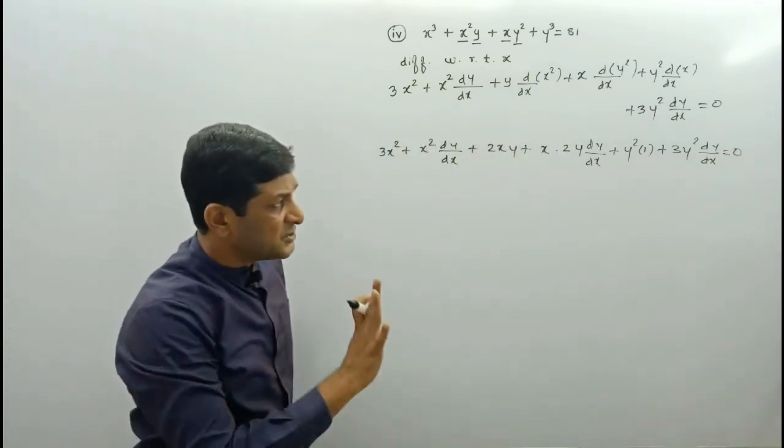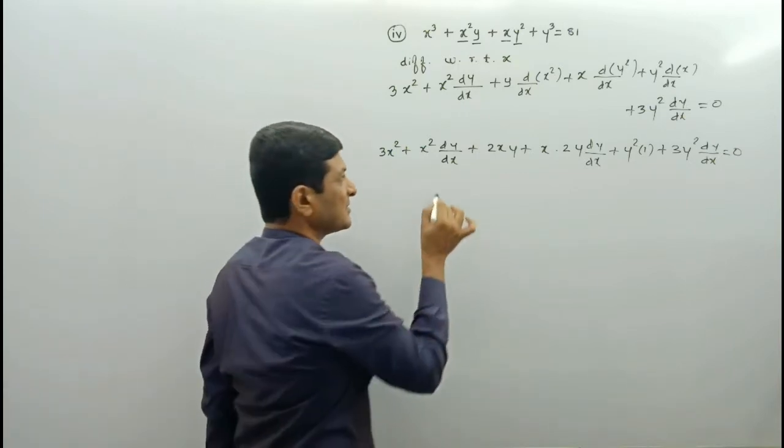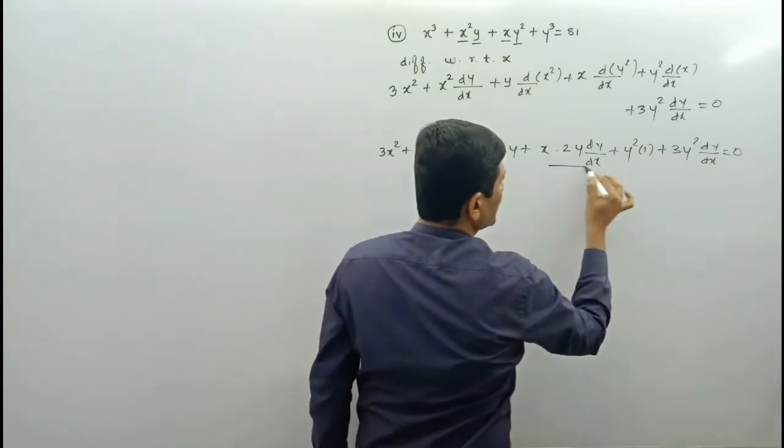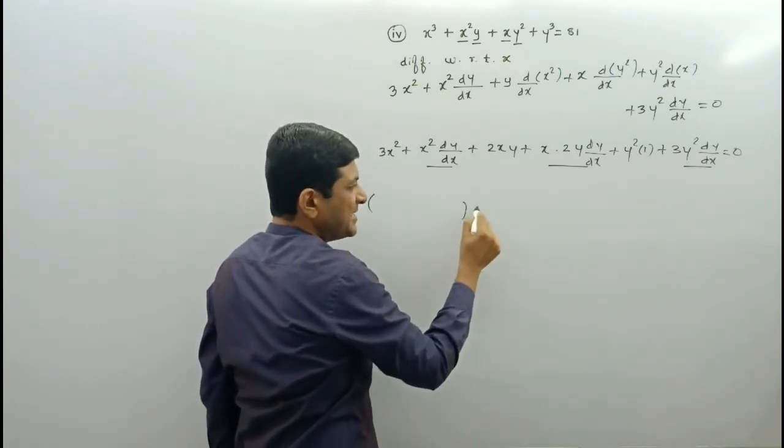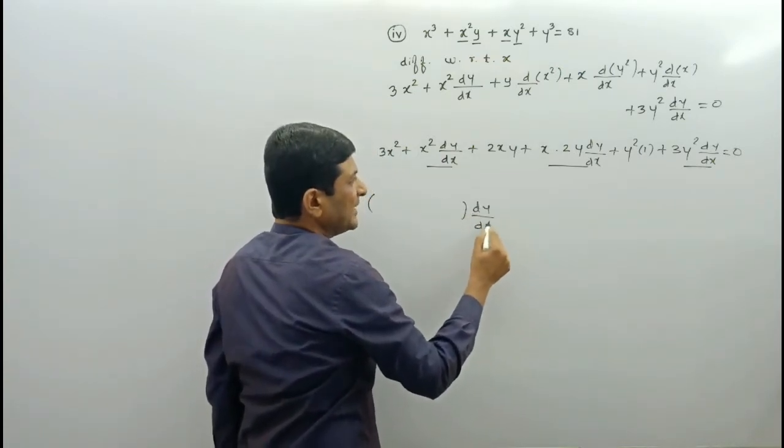Now differentiation is completed. That's why we are collecting the terms of dy by dx. 1, 2, 3 terms of dy by dx are there. If I take dy by dx common from these 3 terms, let us see what we'll get.